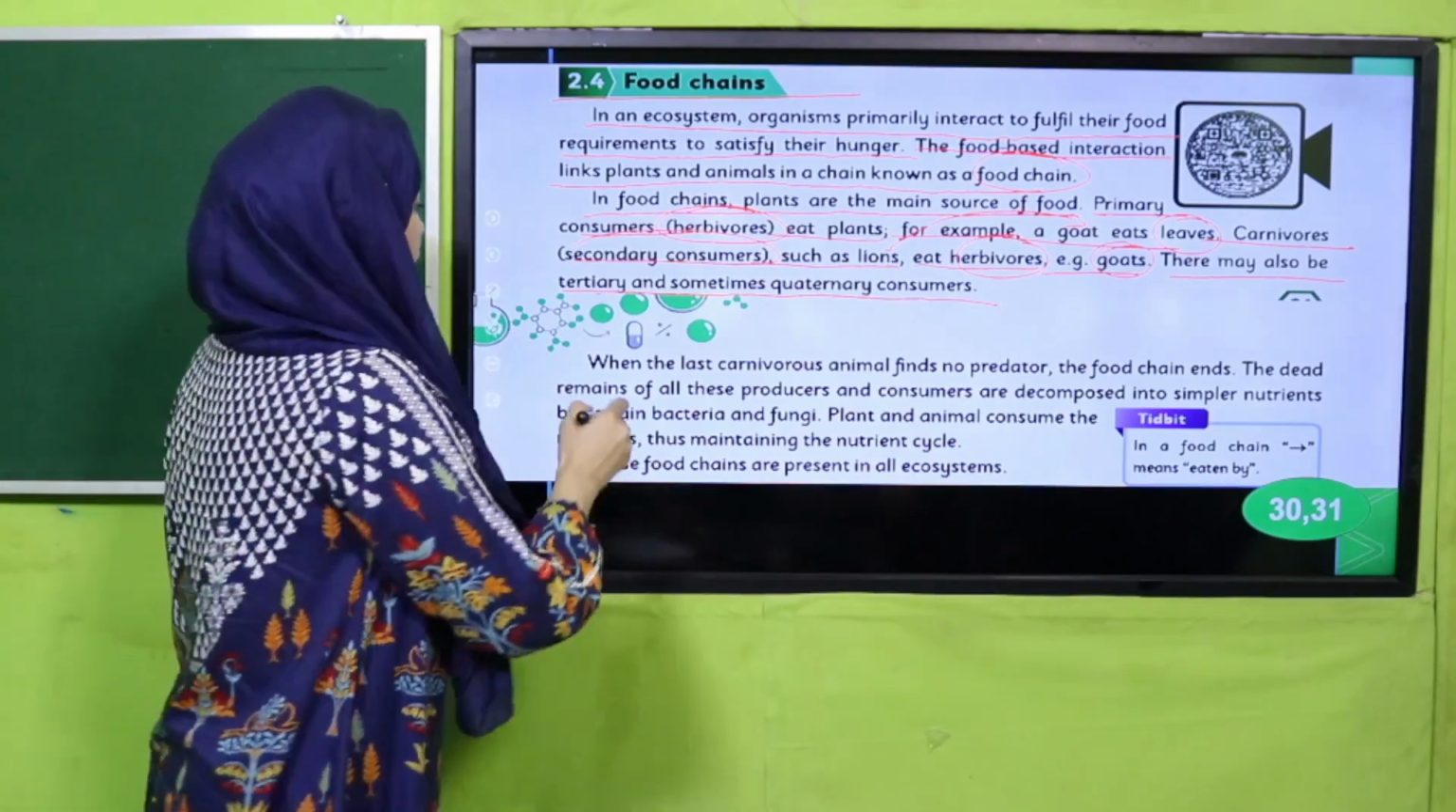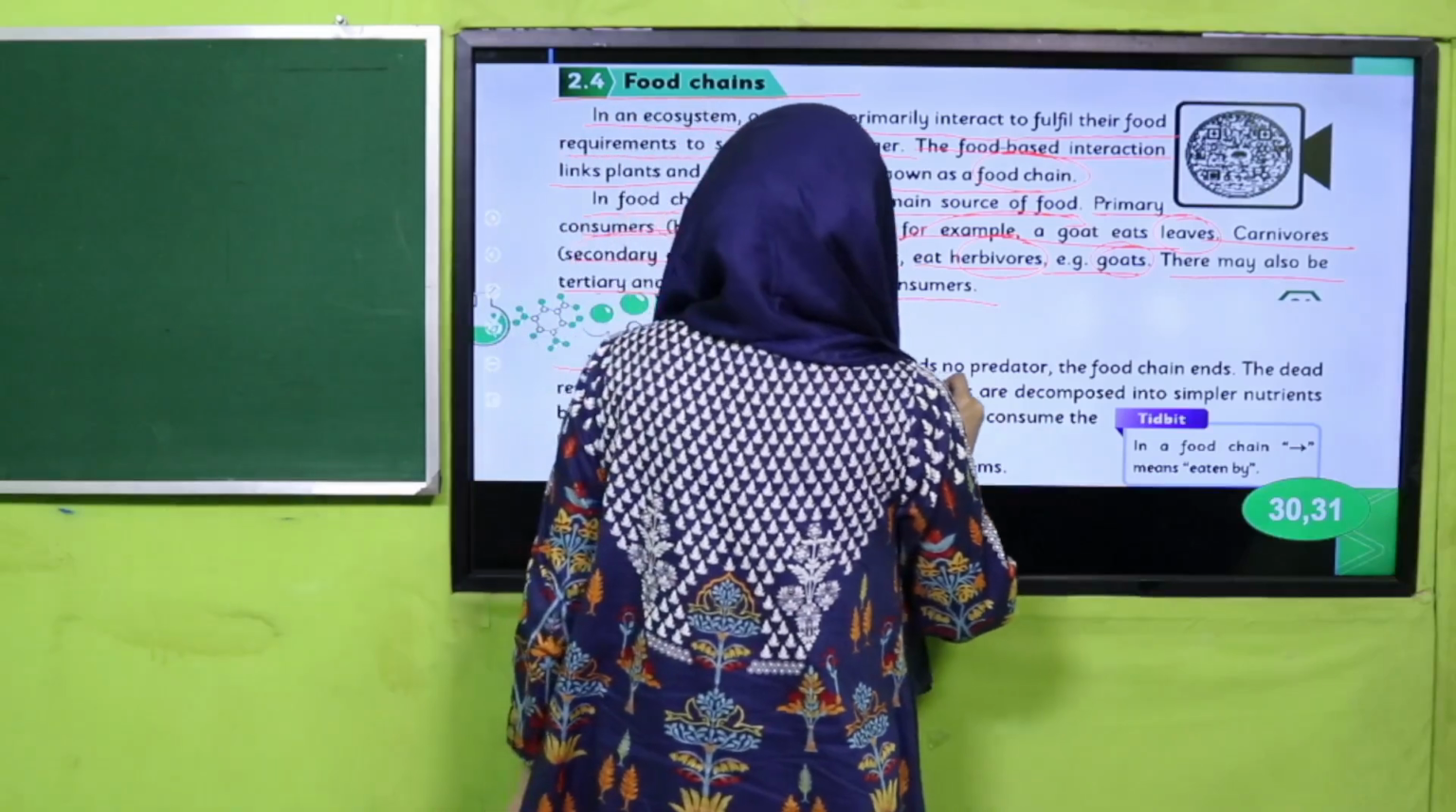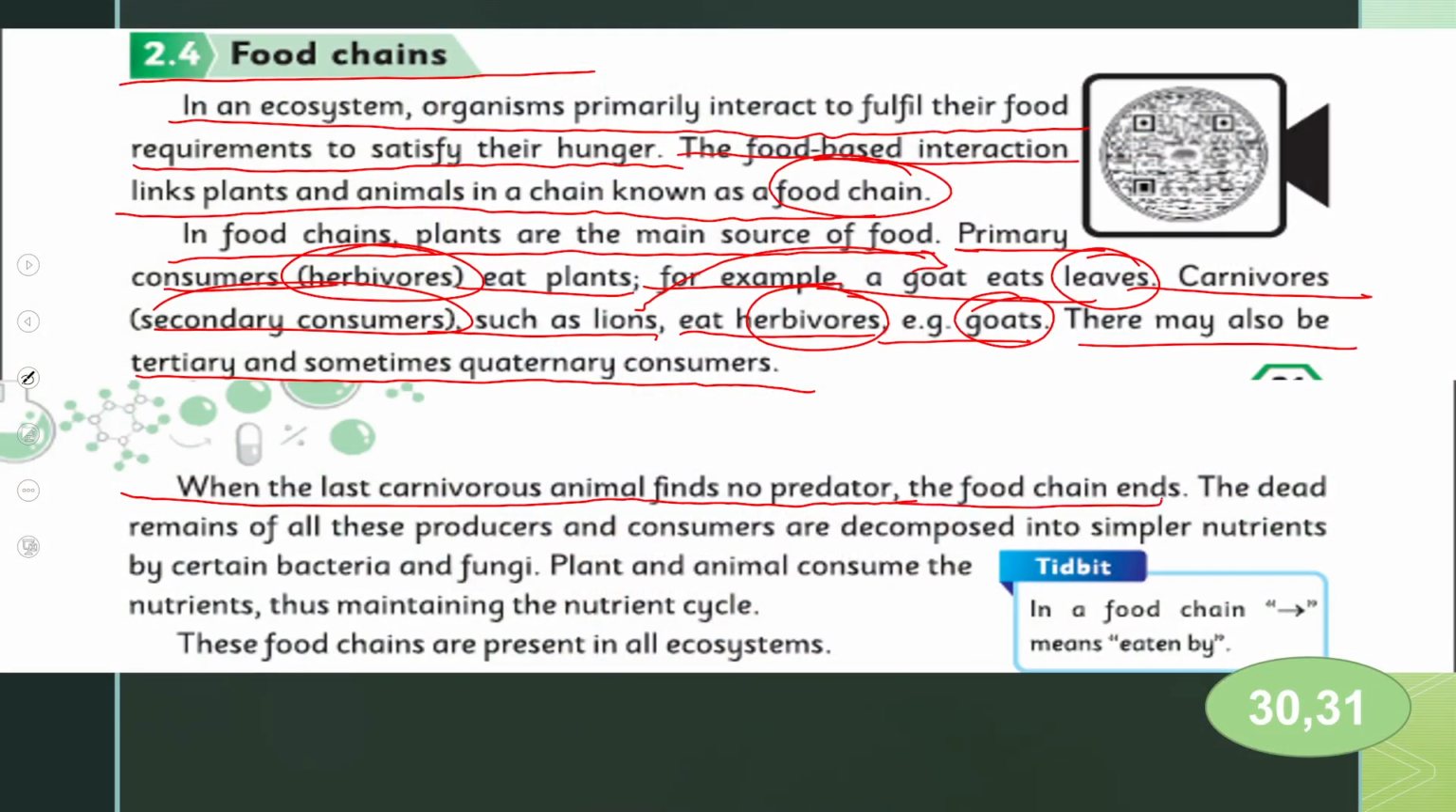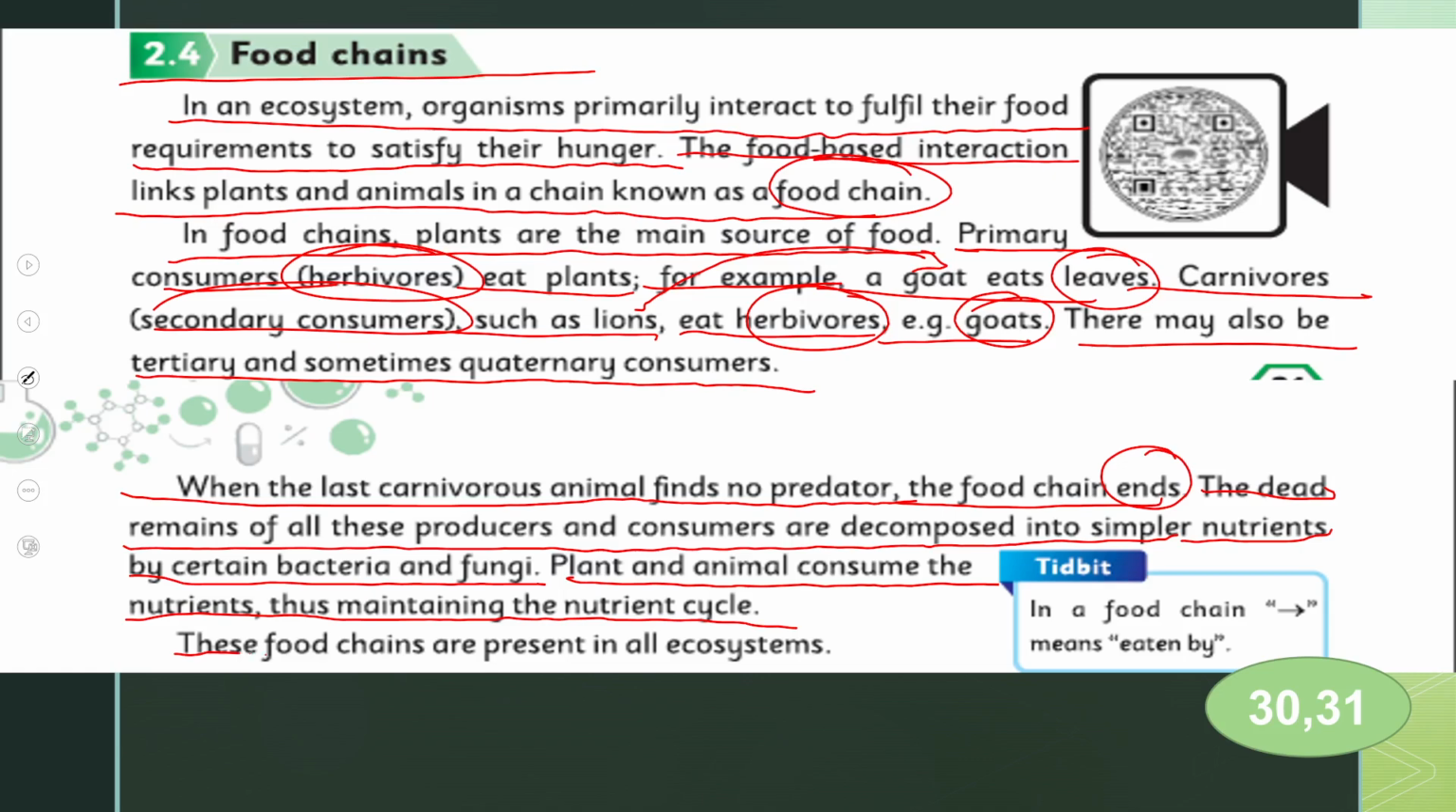So my dear students, when the last carnivorous animal finds no predator, the food chain ends. The dead remains of all these producers and consumers are decomposed into simpler nutrients by certain bacteria and fungi. Plants and animals consume the nutrients, thus maintaining the nutrient cycle. These food chains are present in all ecosystems.